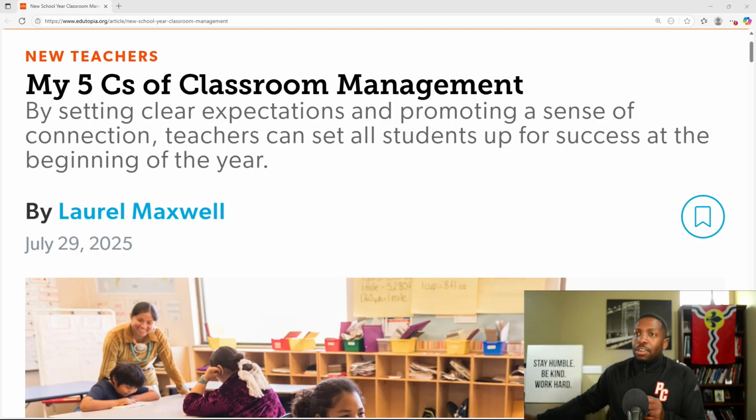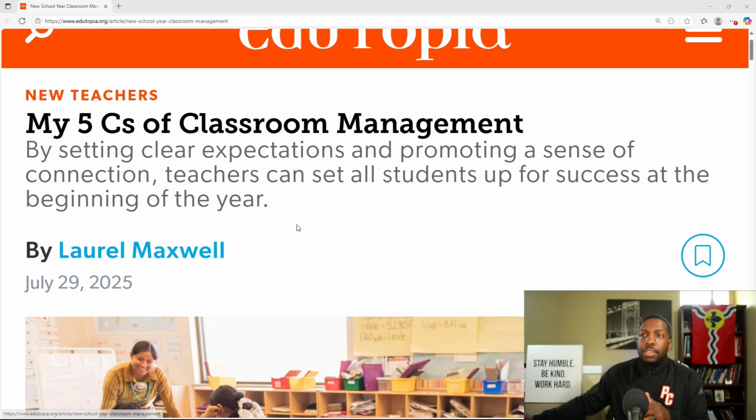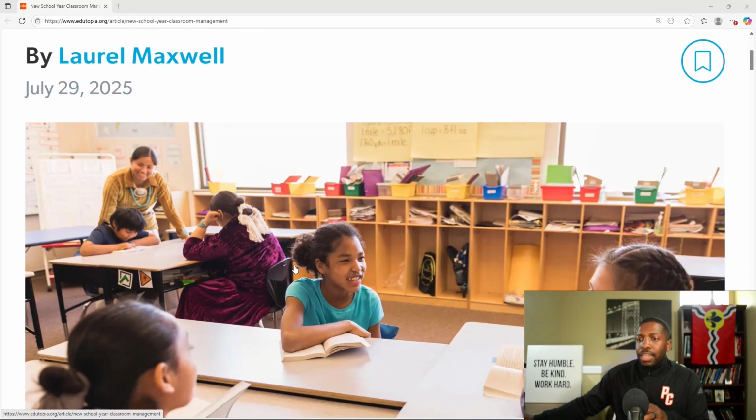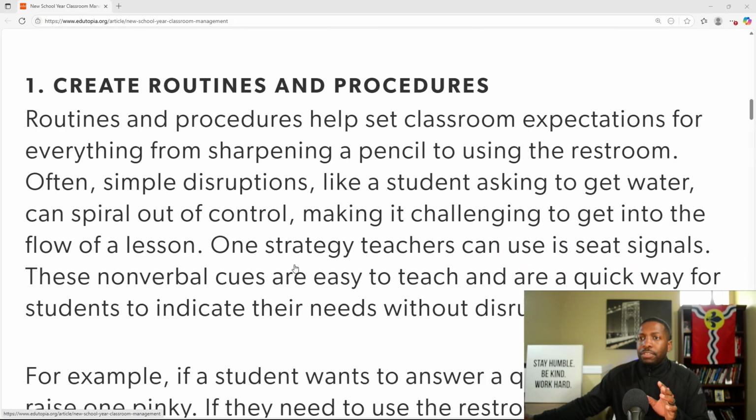Let's look at this article. I like this. This is geared towards new teachers. 5 C's of classroom leadership. That's what we call it. By setting clear expectations and promoting a sense of connection, teachers can set all students up for success at the beginning of the year. So let's jump into this. We got 5 tips here.